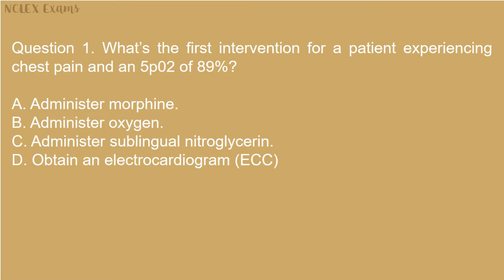Question 1. What's the first intervention for a patient experiencing chest pain and an SpO2 of 89%? A. Administer morphine. B. Administer oxygen. C. Administer sublingual nitroglycerin. D. Obtain an electrocardiogram, ECG.